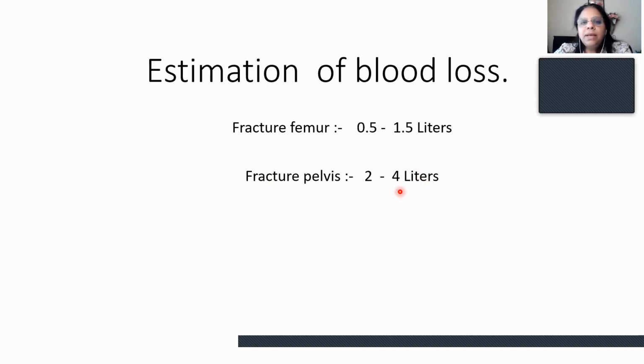Okay, somebody yesterday nicely asked me, how do you estimate the blood loss? Somebody said that it depends on the surgery. If I remember right, it was Tilina who said it. So yes, because with a fracture of the femur, this is the usual volume of loss: you lose about 0.5 to 1.5 liters. Fracture of the pelvis, you can lose about 2 to 4 liters. So if you know there is a fracture femur or fracture pelvis, other assessment is also needed, but you can guess the volume of loss, right?